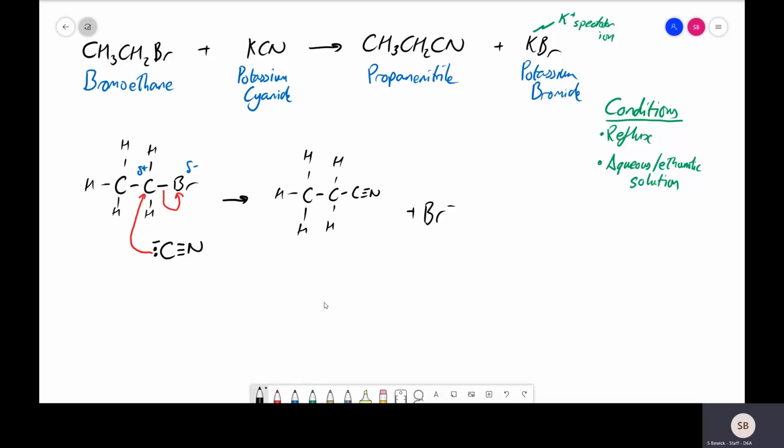Now, for those of you that are paying loads of attention, you'll notice something interesting has happened here. I started off with bromoethane because my longest chain is only 2 carbons long. But what I produced is a propane nitrile. So I started off with a carbon chain which was 2 carbons long. I've turned it into a carbon chain that's 3 carbons long. So I've increased the length of the carbon chain.